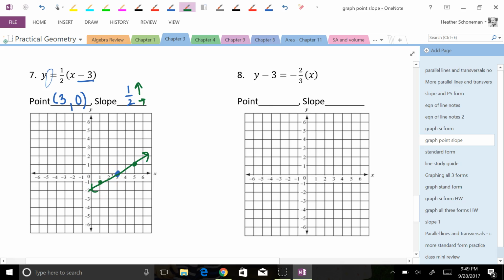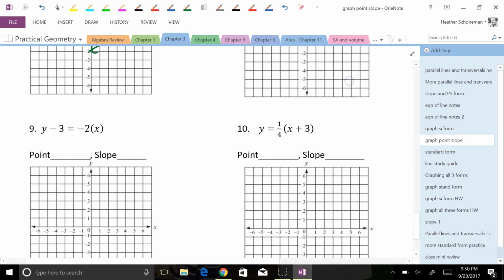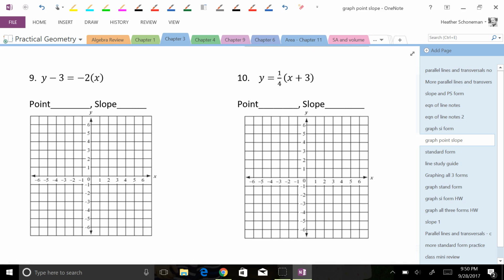Okay, let's try this again. The slope is the number in front of the parentheses, negative 2/3. The point, the opposite of what's with the x. Well, there's nothing over here, so it's going to be 0. And the opposite of this is 4. So we're going to go to the point 0, 4. And then we use our slope, which goes down and to the right, or up and to the left. There's our line.